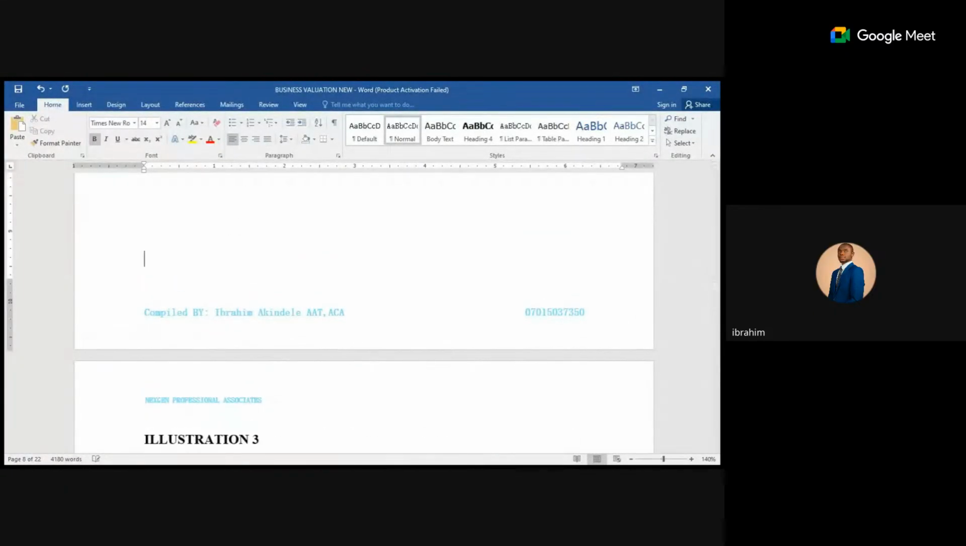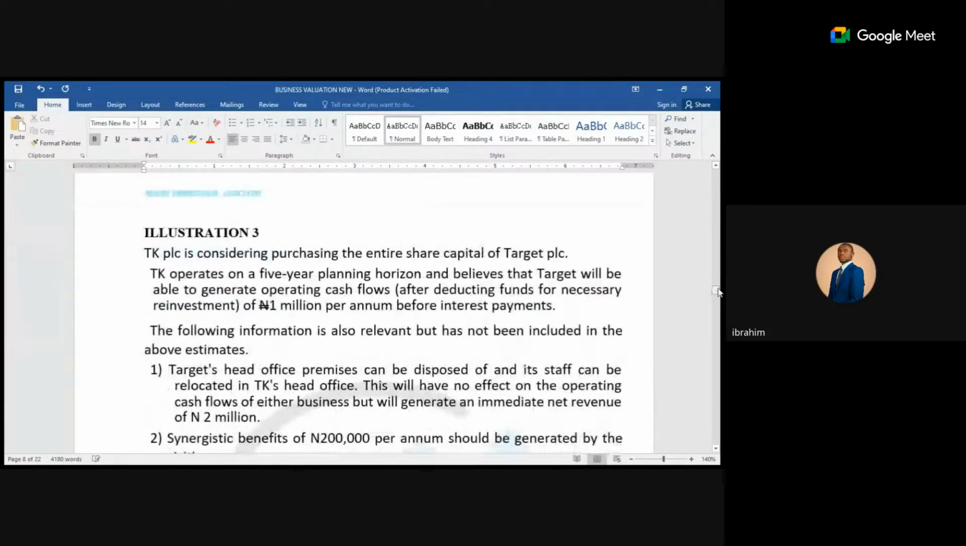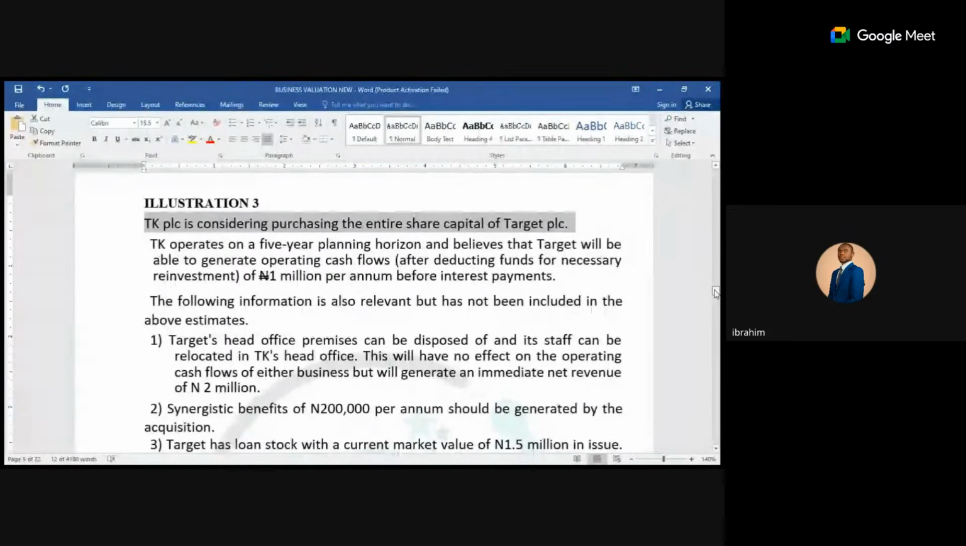Entire share capital. What we need is the market value of the equity, not total. Because what they want to acquire is the entire share capital. And when you acquire the entire share capital, you have become an investor, equity investor. Class, am I communicating?